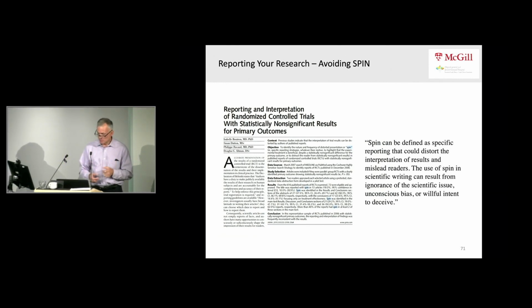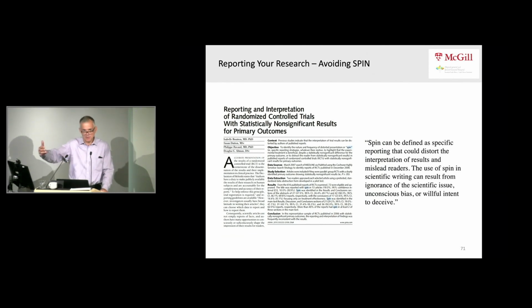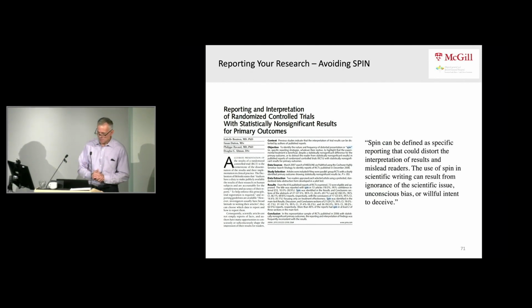In this one, she looked very specifically at what people were doing when their primary outcome was null or negative. And they went through and meticulously documented how often people were not putting the primary outcome in the abstract, were changing it, or were saying, well, it wasn't significant, but it would have been if, and having all sorts of caveats. It basically spun their papers into a null or negative paper that looks positive. And there have been more papers since.